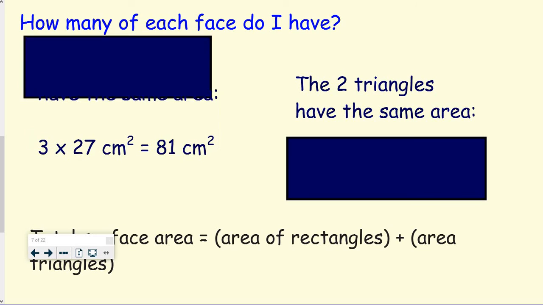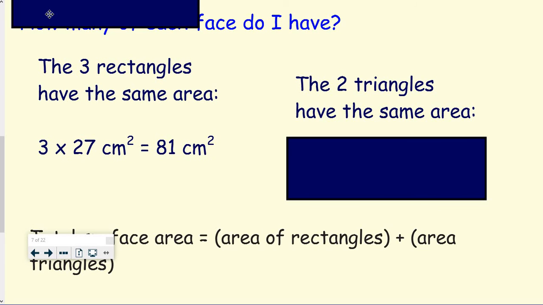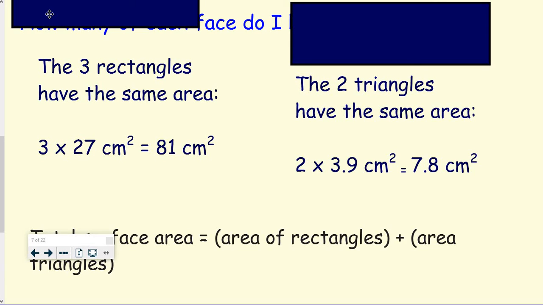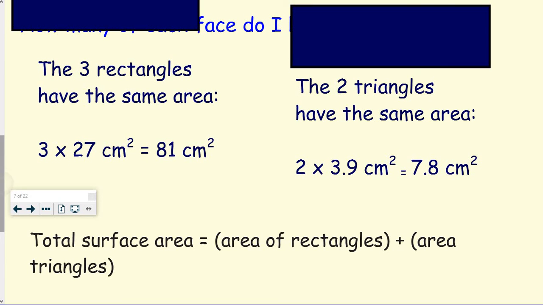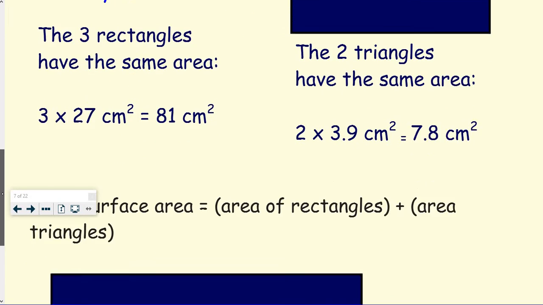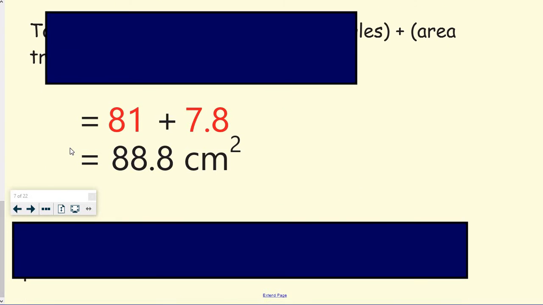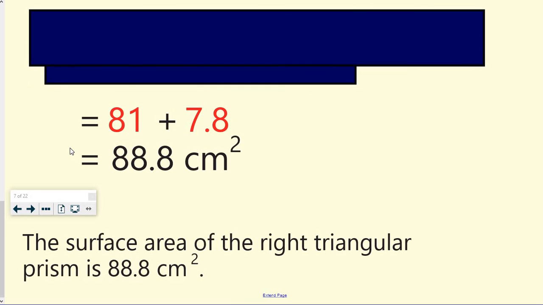So how many of each face do I have? The 3 rectangles have the same area, and the 2 triangles have the same area as well. The total surface area equals that added up together. So the surface area is 81 plus 7.8, so it's 88.8.